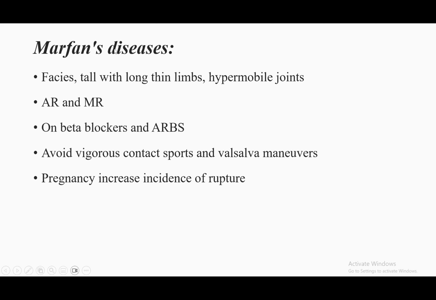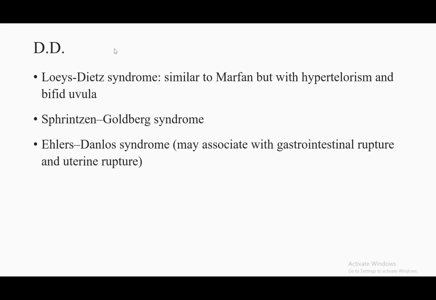Marfan disease has facies of Marfan with tall, long, thin limbs, hypermobile joints, aortic regurgitation and mitral regurgitation, usually on beta blockers and ARBs. Avoid vigorous contact sports and Valsalva maneuvers. Pregnancy increases the risk of rupture. The differential diagnosis is Loeys-Dietz syndrome. It's similar to Marfan but with hypertelorism and bifid uvula. Shprintzen-Goldberg syndrome and Ehlers-Danlos syndrome may be associated with gastrointestinal rupture and uterine rupture.